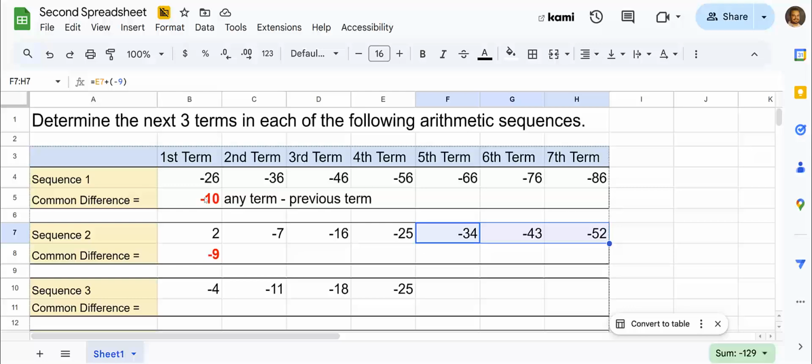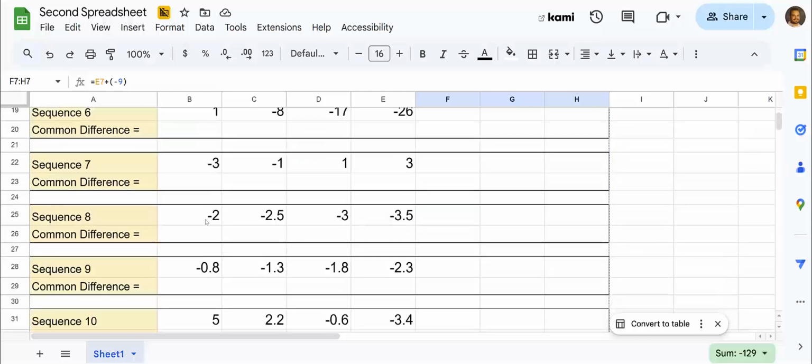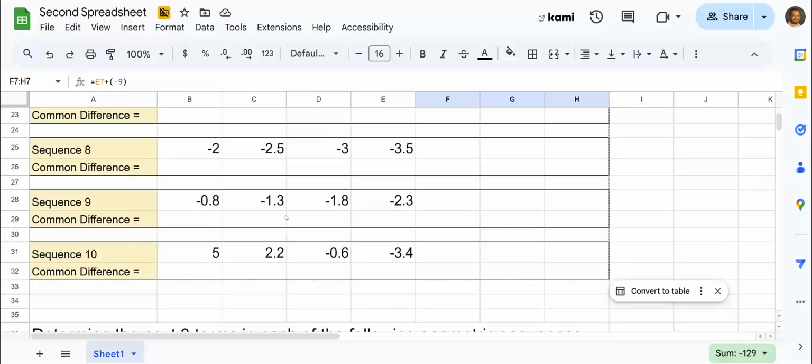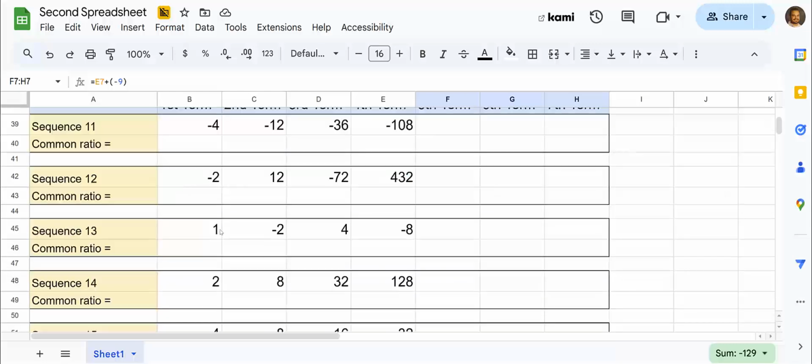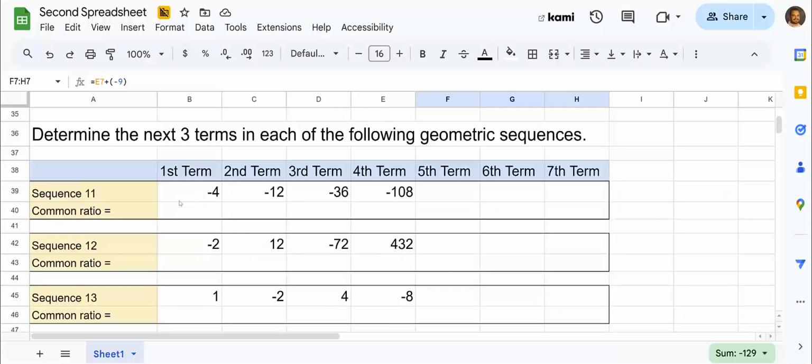And now you know what to add every single time. All right, so it shouldn't make any difference even if I give you decimals. All right, let's go to the next one. For the second set down here, find the next three terms of the following geometric sequence.